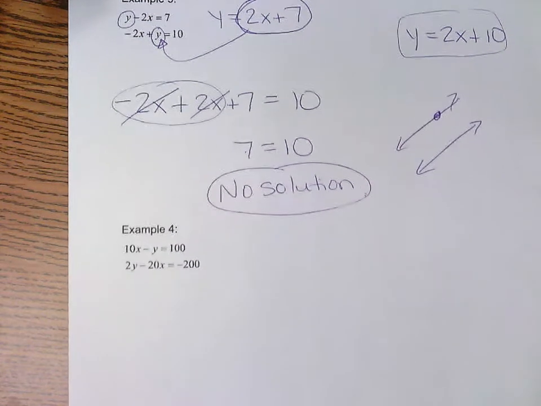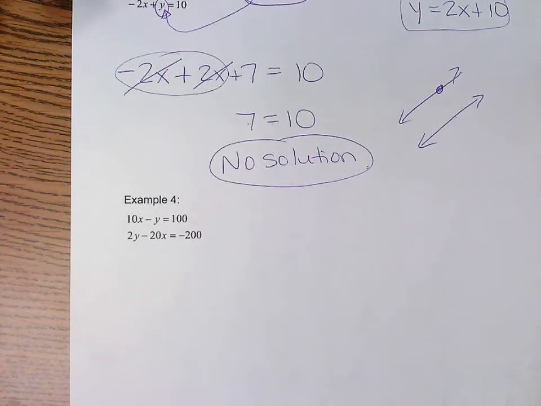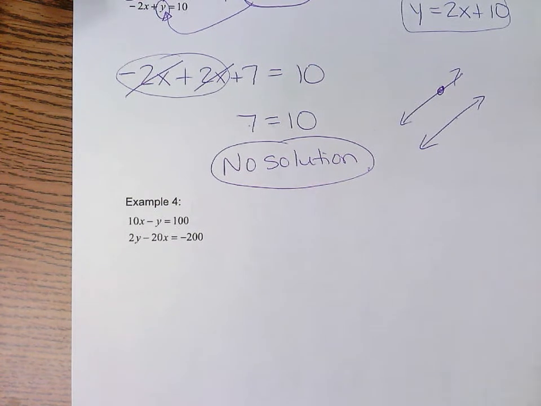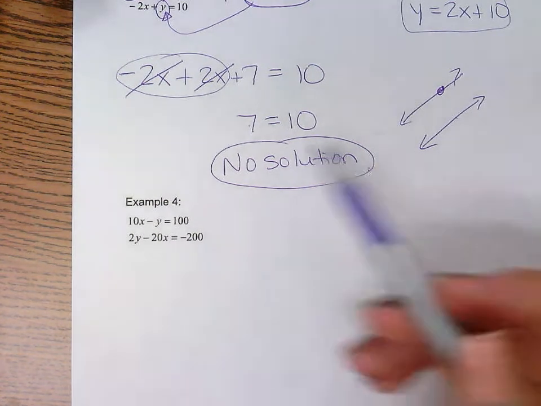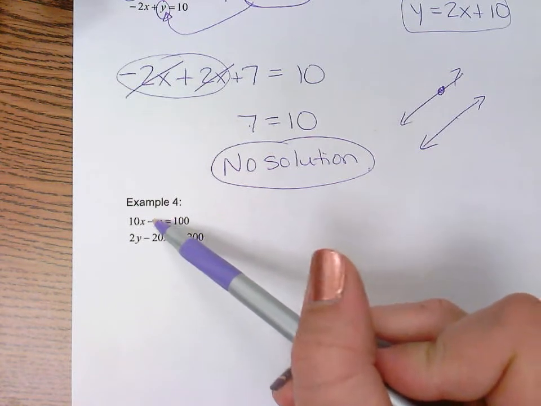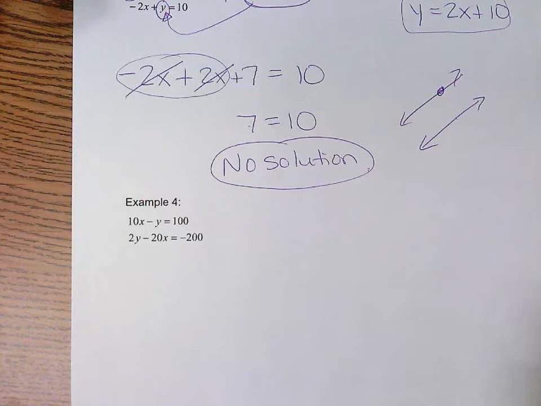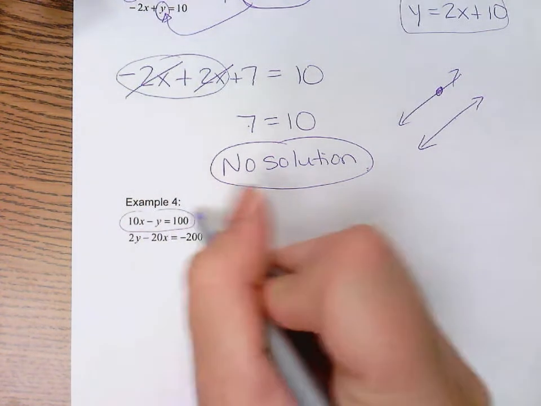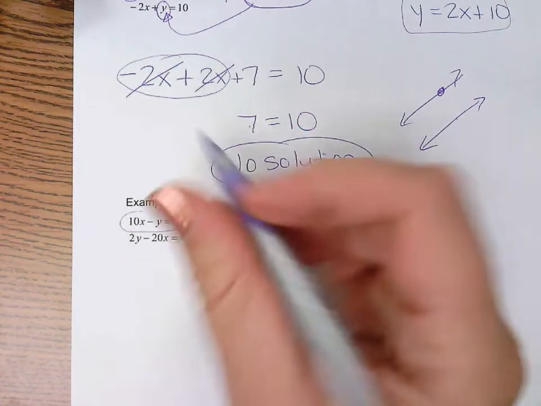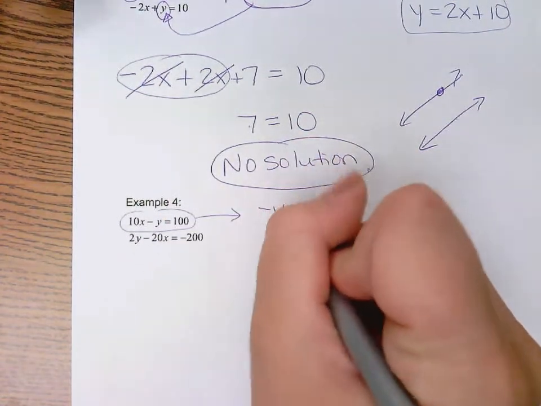All right, the last example before you do some practice on your own, I need to pick one of my variables to get by itself. So you could either choose this y here, or you could maybe choose this y here, anything that's going to not give you a bunch of decimals. So let's choose this top equation here. So I would subtract 10x to the other side to start with.